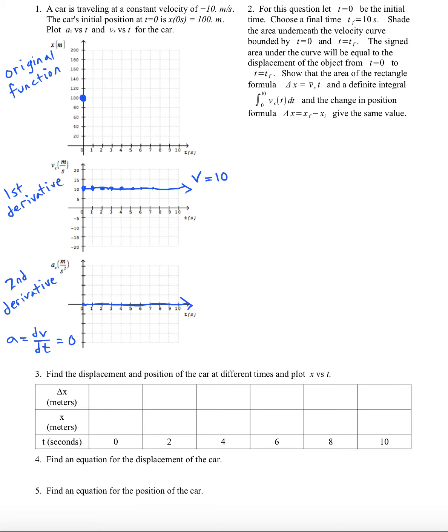All right, let's look at number 2 now. It says, for this question, let t equals 0 be the initial time, and choose a final time of t equals 10 seconds. We want to shade the area underneath the velocity curve between t equals 0 and t equals 10. The signed area under the curve will be equal to the displacement of the car from t equals 0 to 10. So let's shade that area.